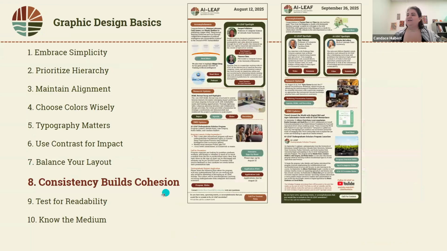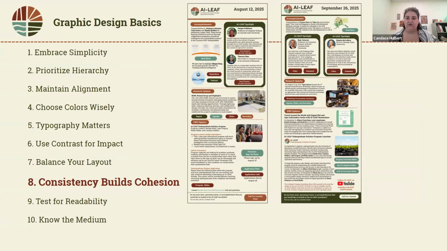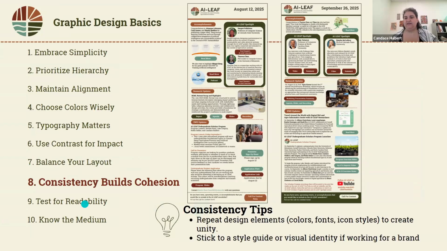And then consistency builds cohesion. When you're doing communications or graphic design professionally, creating a cohesive and consistent branding is extremely important for building recognition and trust. So some tips for building consistency are to repeat design elements: colors, fonts, icons, styles to create unity. So I'm including the ai-leaf August and September newsletters that I designed to show you how repeating design elements can help create a cohesive design.